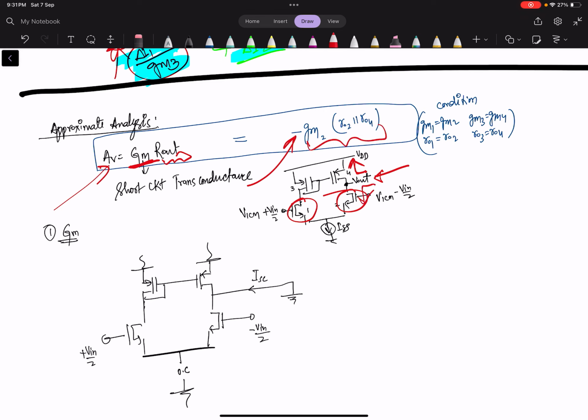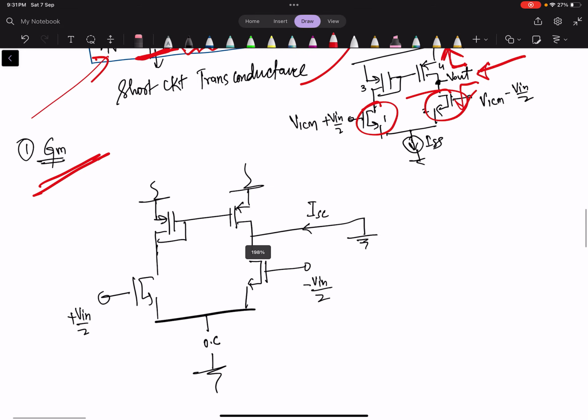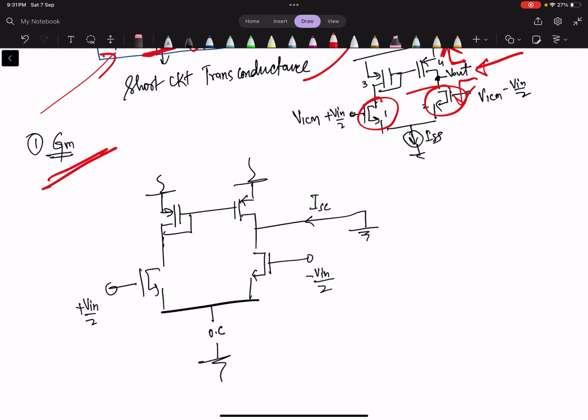So this will be the value. Let's see how we can calculate this. First we will calculate the short circuit transconductance. This will be the diagram, this will be grounded, and short circuit means we will short this and calculate the current from here, and this is open circuit, this is plus V in by 2 minus V in by 2.